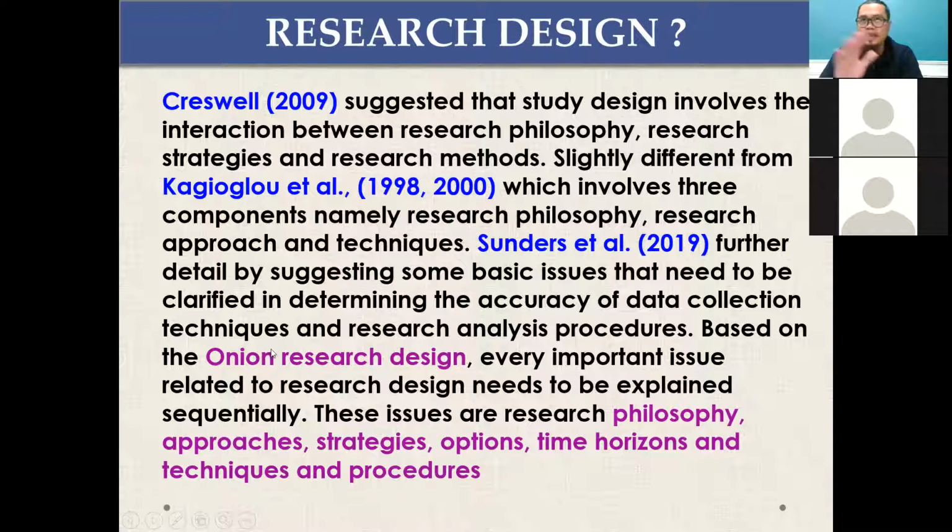This is a research onion, layer by layer. We start with the philosophy, second approach, third strategies, and this one represents our research strategies. Options refer to the methods, then time horizon, and technique and procedure. We have 6: philosophy, approach second, research strategy 3, options, which sometimes we call choice, is 4, time horizon is 5, and technique and procedure is 6. So there are 6 layers or 6 processes to follow sequentially in your research design, layer by layer, or activity by activity, in your research methods.